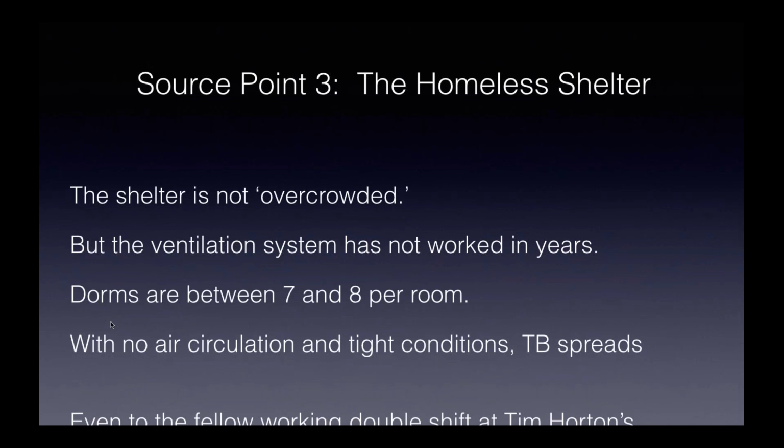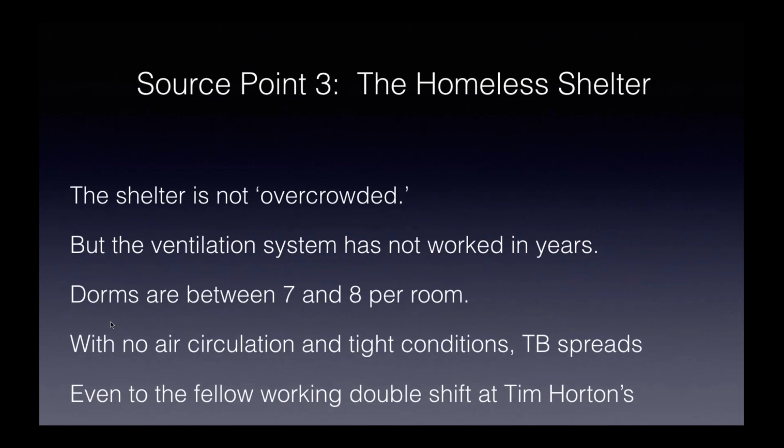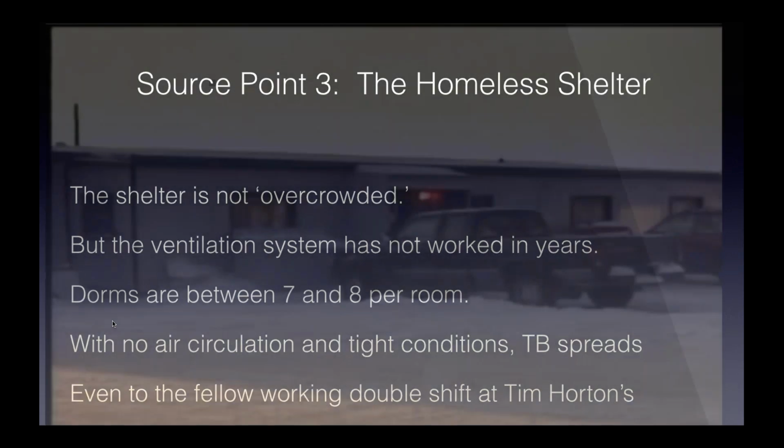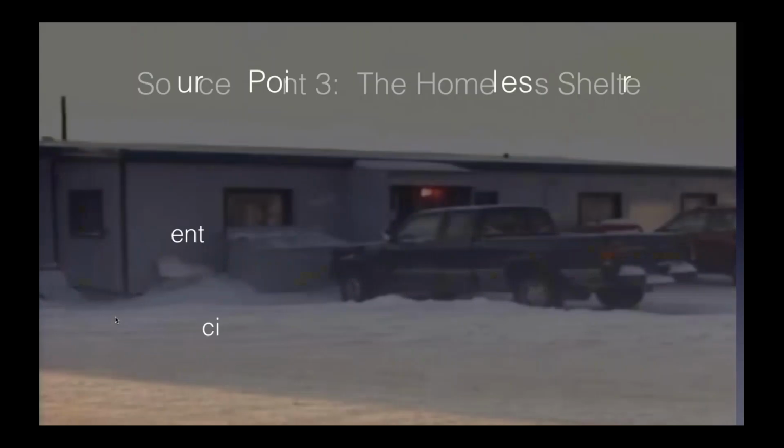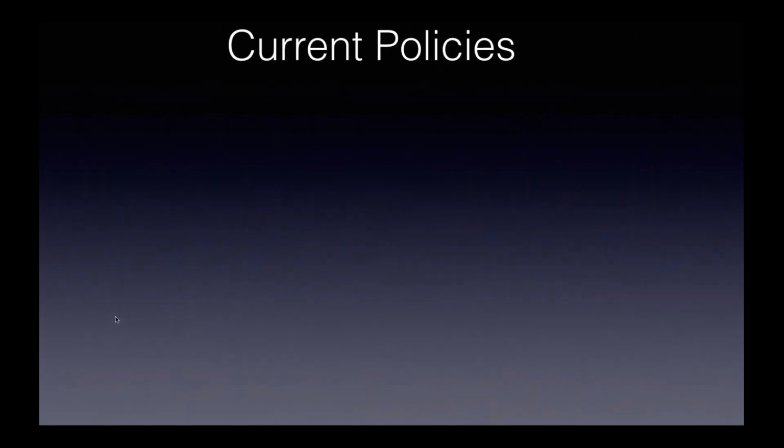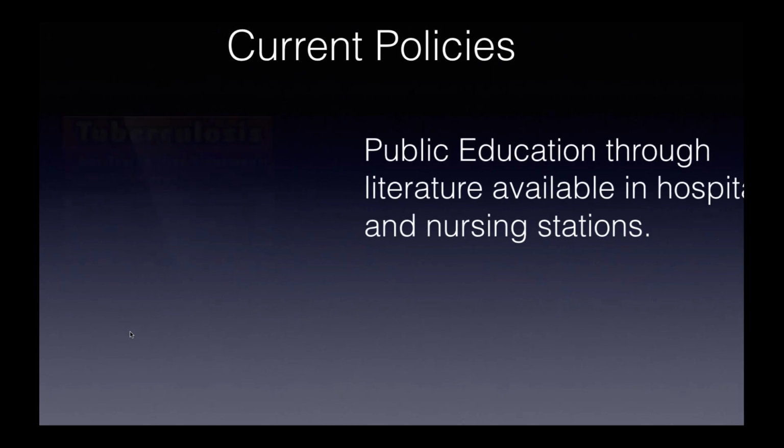With no air circulation and tight conditions, tuberculosis spreads, even to the fellow working at Tim Hortons. There was a guy who was working at the new Tim Hortons but was staying here in the homeless shelter because he couldn't afford to live anywhere else. So from a point of view of geography, we would take a look at the issue of housing, the issue of overcrowded prisons, and the issue of the homeless shelter, and try to find ways for solutions.